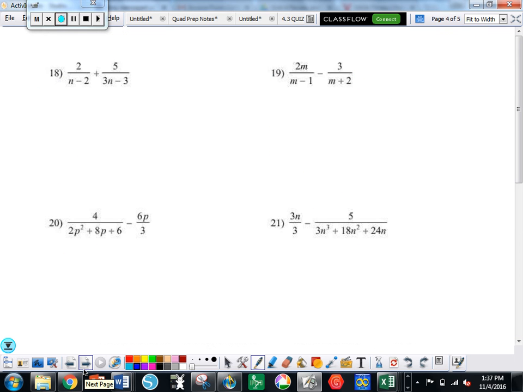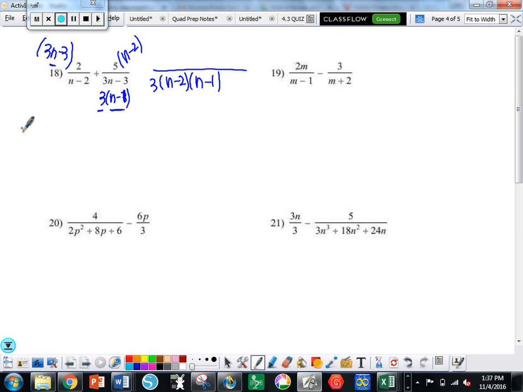Okay. Number 18. Factor out the 3, n minus 3, 1. Common denominator, n minus 2 times 3 times n minus 1. This fraction needs the n minus 2, and please pardon my laziness, I'm not going to write it on the bottom. This one needs the 3n minus 3. Now, did you see what I did there? It needs the 3 and it needs the n minus 1, so I distributed the 3 and kept it like that. And then, of course, on the denominator, it's the same thing.